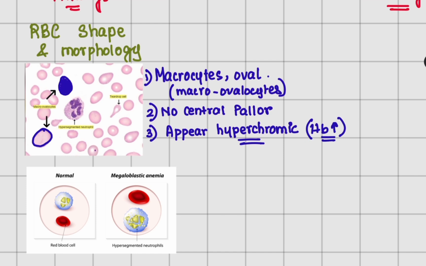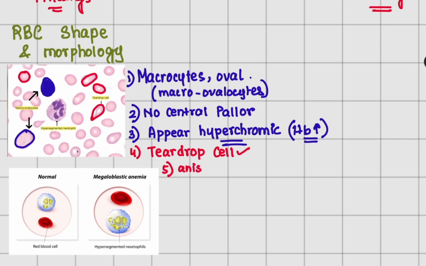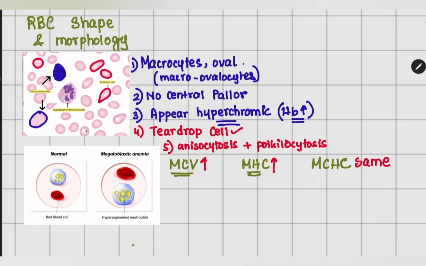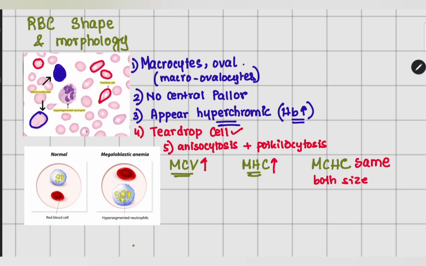Then there are teardrop cells which can be found, and as the sizes and the shapes are variable, therefore anisocytosis and poikilocytosis are present. Then if we look at the mean corpuscular volume, obviously it is increased as it is macrocyte. Then MCH is increased because hemoglobin is also increased, but MCHC, that is the mean corpuscular hemoglobin concentration, is the same because both size as well as hemoglobin content have increased.